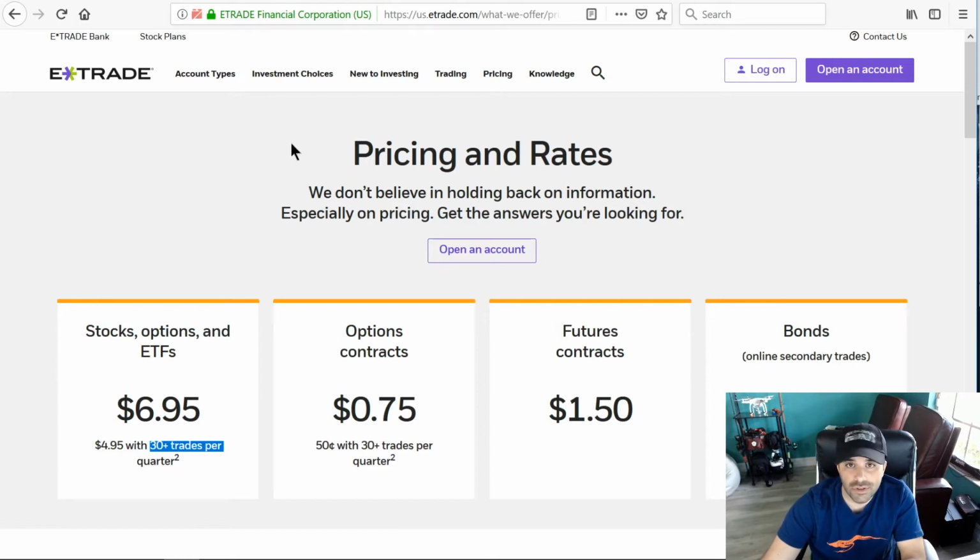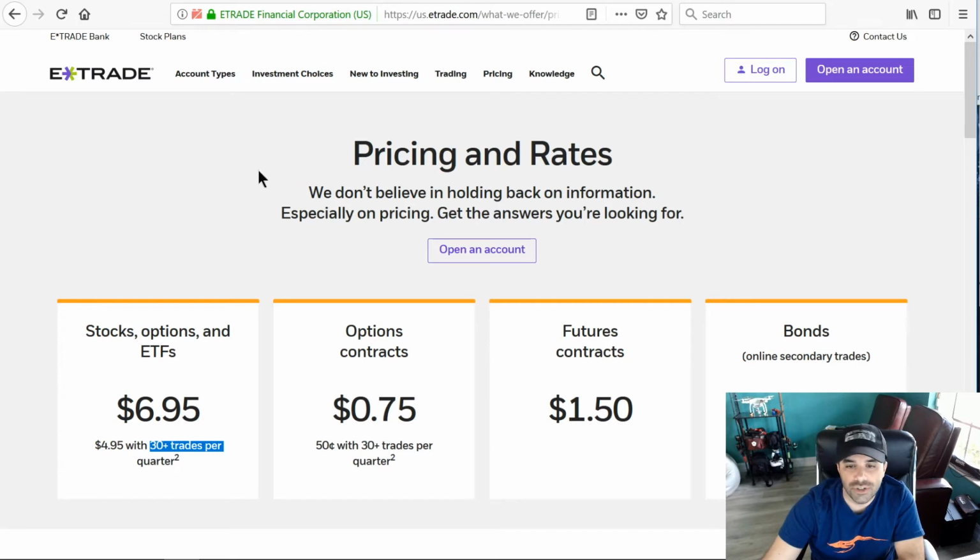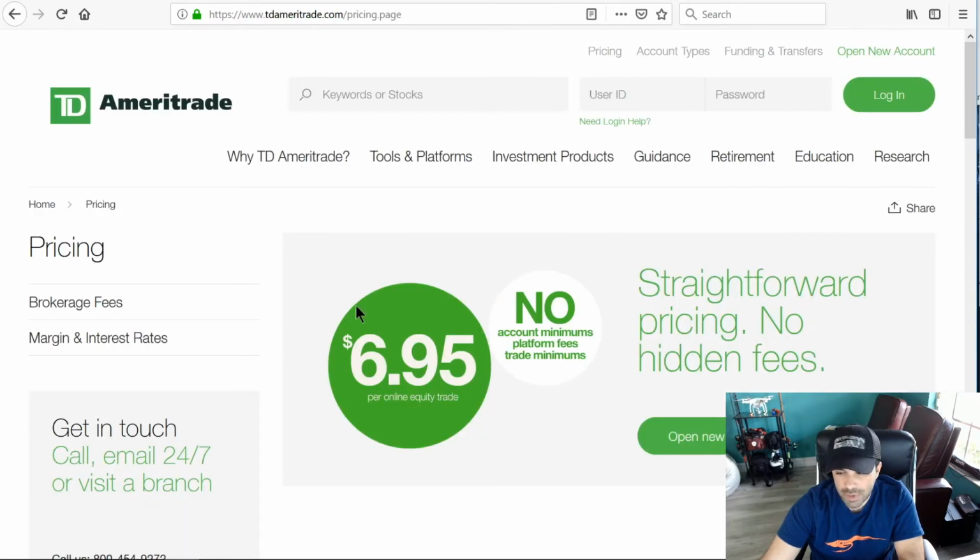I'm not a Thinkorswim fan. I know it's extremely popular. I've tried to use it and I have it on my computer, but it's just not something that I have found easy to use. However, E-Trade Pro to me is extremely easy to use, very user friendly, and you also have the live TV where you can see what's going on in the markets. So that's what you would pay with TD Ameritrade.